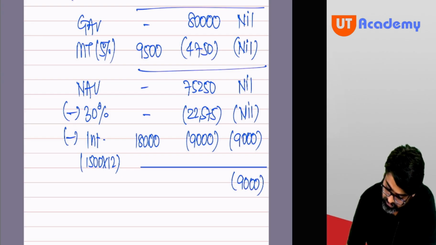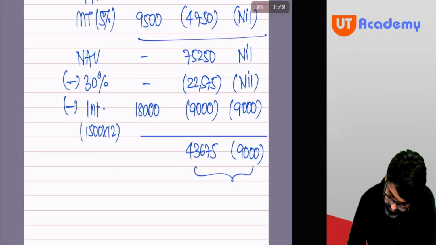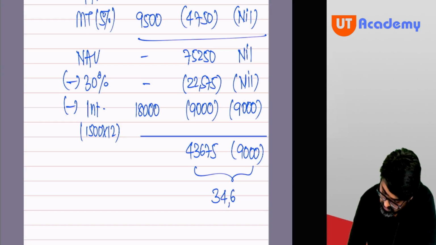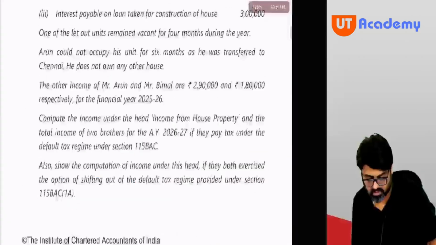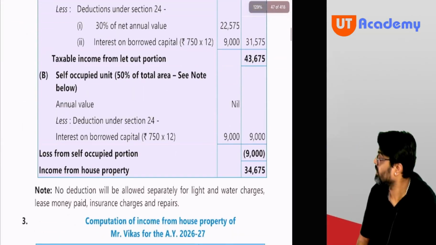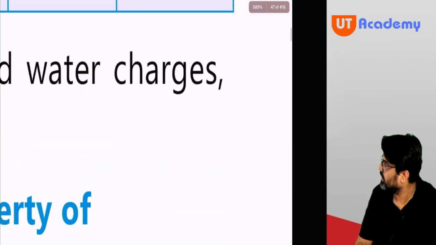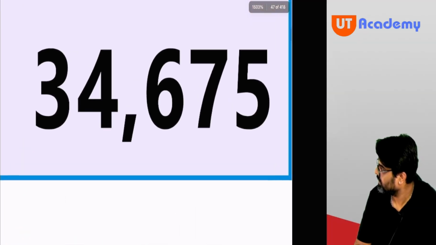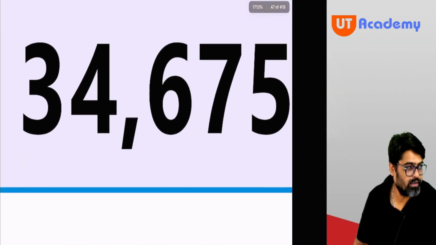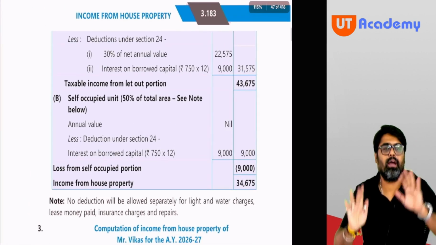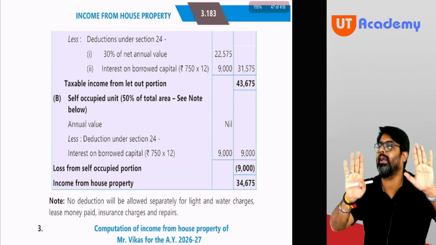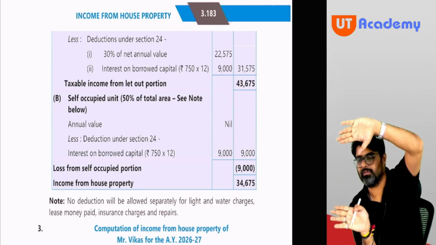And what will be the LOP income? 52,675. Add both of them. 43,675. Everyone got this? Let's check the answer. Can you see the final answer? What is this? 43,675. We have presented it like this. The ICAI has presented it like this.